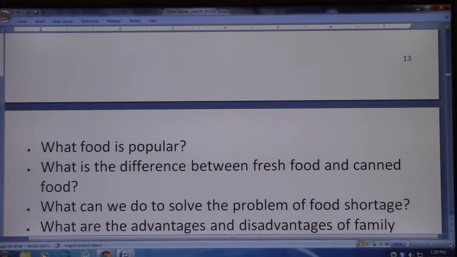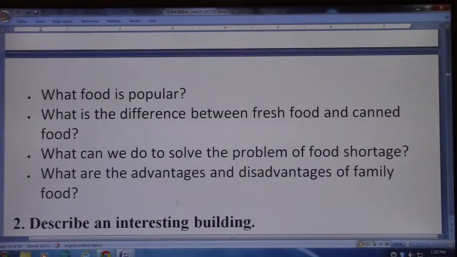What kind of food is popular in your country? What's the difference between fresh food and canned food? Food that has been canned, it's in the cans. What can we do to solve the problem of food shortage? Do you think food shortage is a reality of the future? And what can be done to solve this problem? What are the advantages and disadvantages of family food?